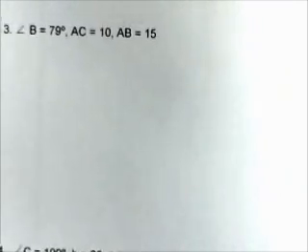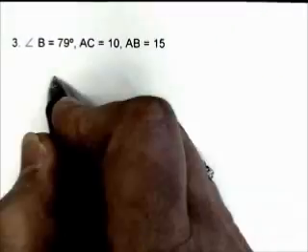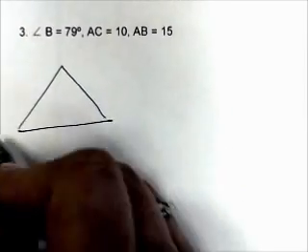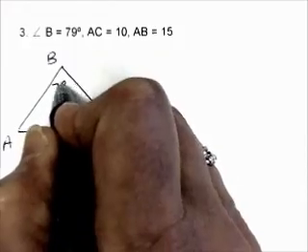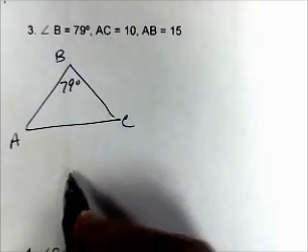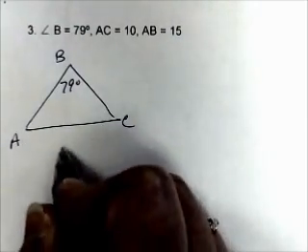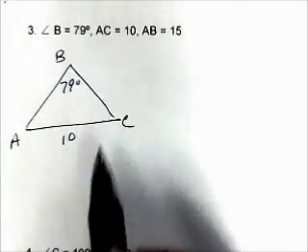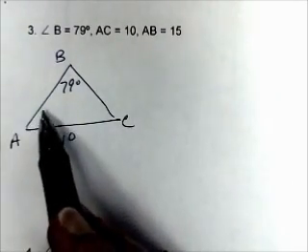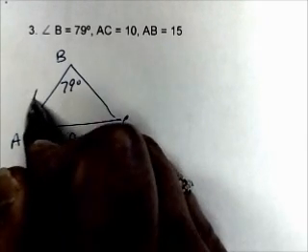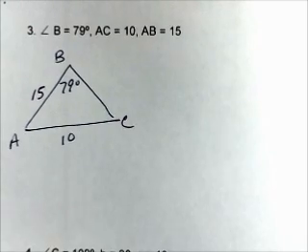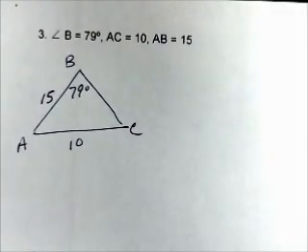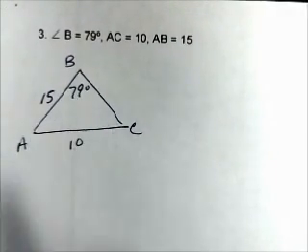Continuing on the next page, number 3, we have angle B is 79 degrees. Let's draw a triangle, ABC. Angle B is 79 degrees. AC, the side opposite angle B, is 10. AB, the side opposite angle C, is 15. And we need to determine how many triangles can be formed given these particular side-side-angle measurements.